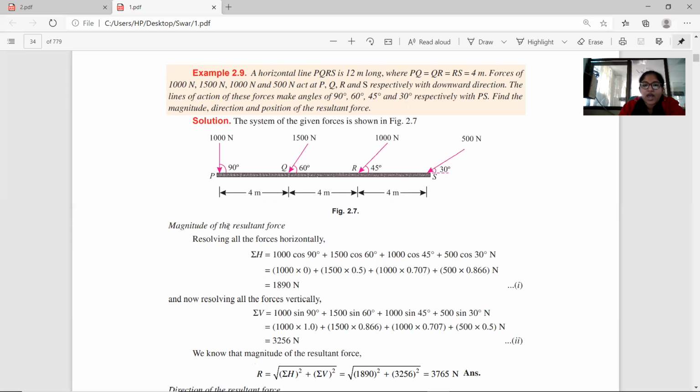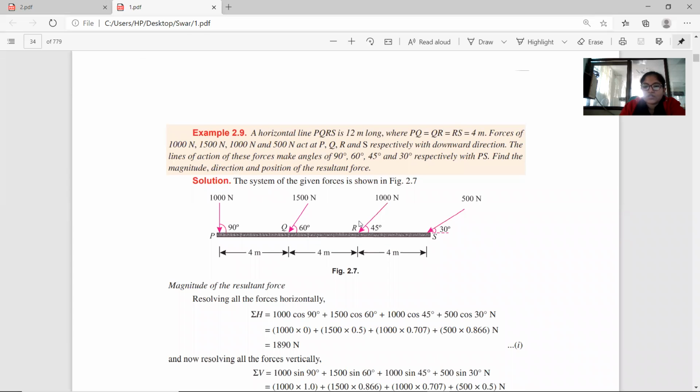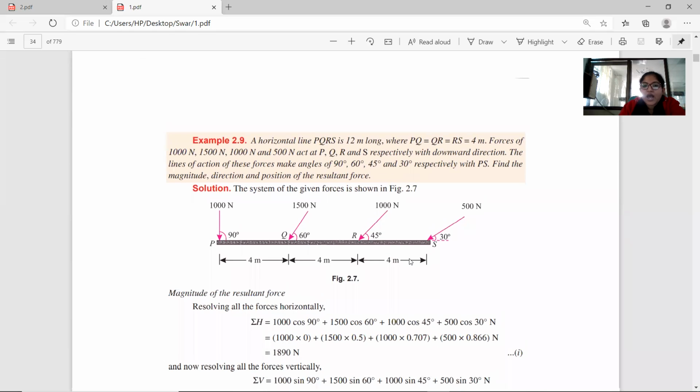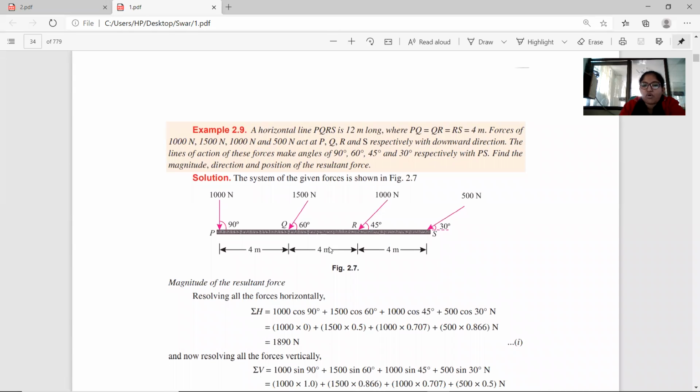So what we have here is this horizontal line PQRS. There are some points. The horizontal line is 12 meters long. We are also given the values of PQ, QR, and RS, which are 4 meters each. There are some forces at these points, which are 1000 Newton, 1500 Newton, 1000 Newton, and 500 Newton. The angles which these forces make with this horizontal line are 90 degrees, 60 degrees, 45 degrees, and 30 degrees. Now again we have to calculate what?